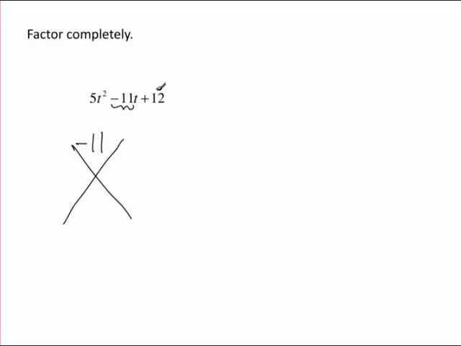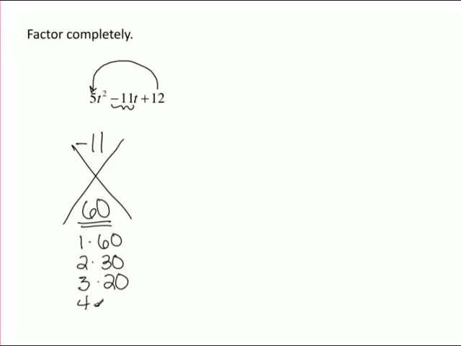negative 11, and then I need to multiply the 12 times the 5 to get the bottom number, so we get a 60. So let's see if we can come up with all the factors for 60. We have 1 times 60, and we know 2 goes into it because it's an even number, so 2 times 30. We know 3 goes into it because the sum of the digits is divisible by 3, so 3 times 20. We know that 4 can go into it 15 times.